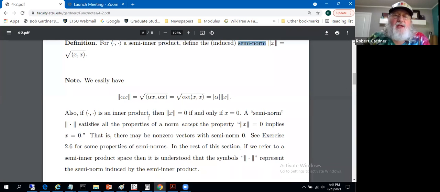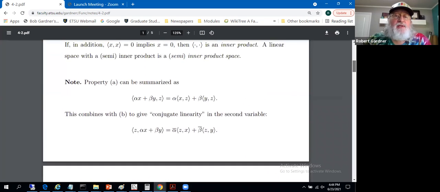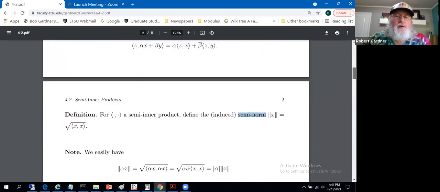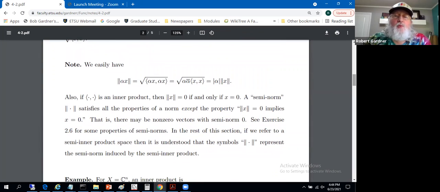If we have an inner product, then the norm of x equals 0 if and only if x is a 0 vector. That will follow by the little additional property that the only time the inner product of a vector with itself equals 0 is when you have the 0 vector. So down here, we're getting a norm of 0 if and only if we deal with the 0 vector. That is a norm induced by an inner product, not a semi-inner product.